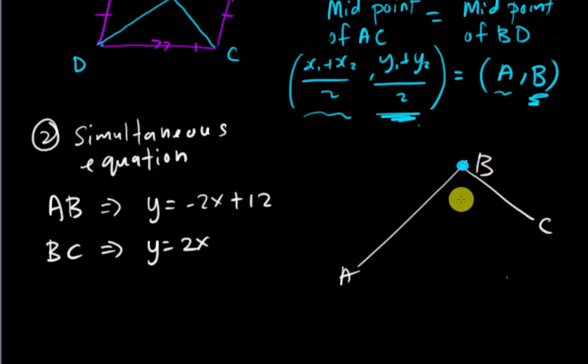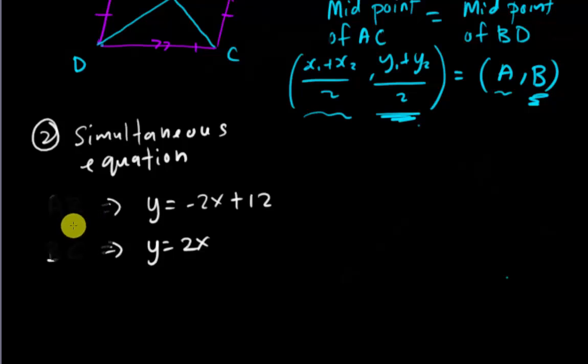So if you do not have the diagram, how can I know that? You just see AB and BC, both of them will have the common letter B. So that means if I substitute the equation AB into the equation BC, I can easily get the coordinate of B. So how do I get it?